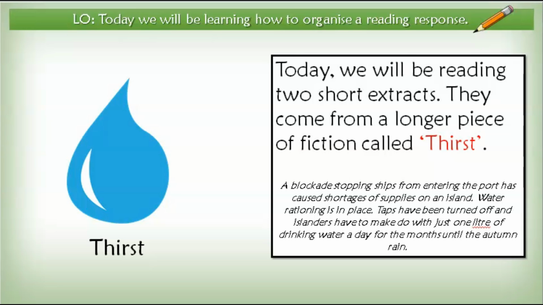So let's read a bit of the context. A blockade stopping ships from entering the port has caused shortages of supplies on an island. Water rationing is in place. Taps have been turned off and islanders have to make do with just 1 litre of drinking water a day for the months until the autumn rain. So quite clearly we are dealing with a place where water is scarce, and we can only assume that people in the city are going to be struggling.